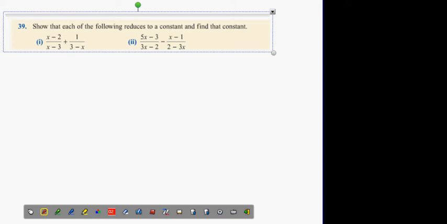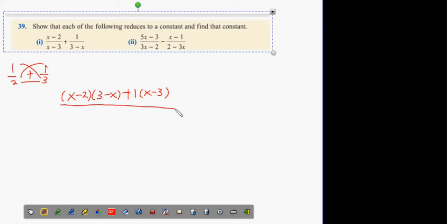What's the normal way of doing this with a fraction? Remember I said a half plus a third. What's the usual way of doing it? Multiply the 2 of them, bring the 2 up to that one, bring the 3 up to that one. We're going to do the same thing here. It's going to turn into x minus 2 multiplied by 3 minus x, plus 1 times x minus 3, all over x minus 3 and 3 minus x. Is everybody happy with that?